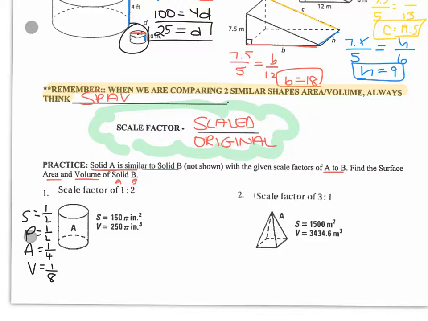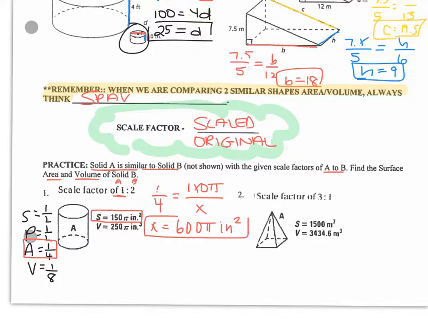So it says find the surface area and volume. So S stands for surface area, V stands for volume. So let's do surface area first. If I'm looking for surface area, what ratio do I start with? I start with A, so 1 over 4. And then since this is all of A and A relates to 1, 150 pi goes on the top, X goes on the bottom. So I have 1 times X is X, and 4 times 150 is 600 pi inches squared. So that's the surface area of the bigger cylinder.